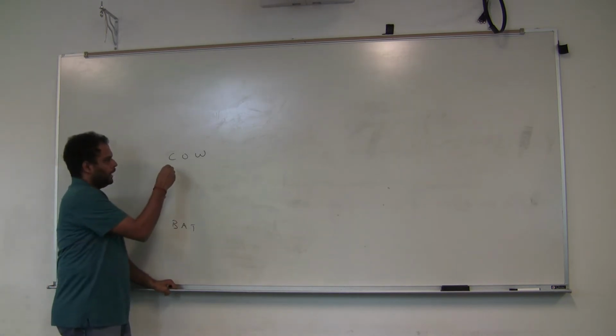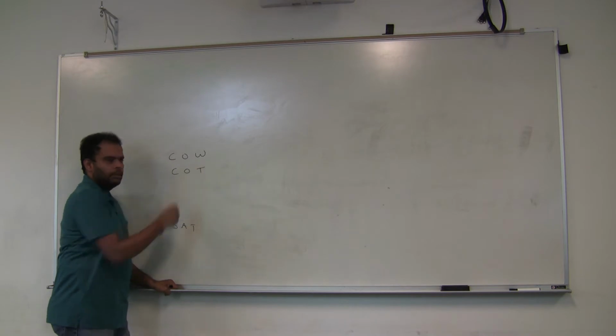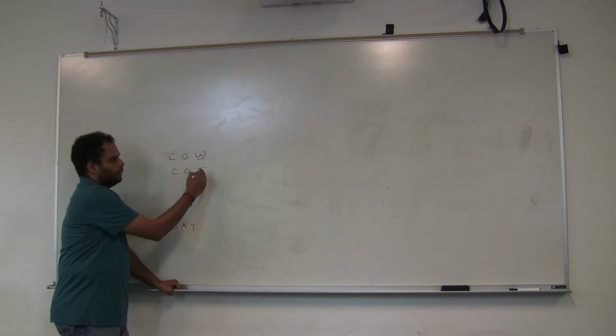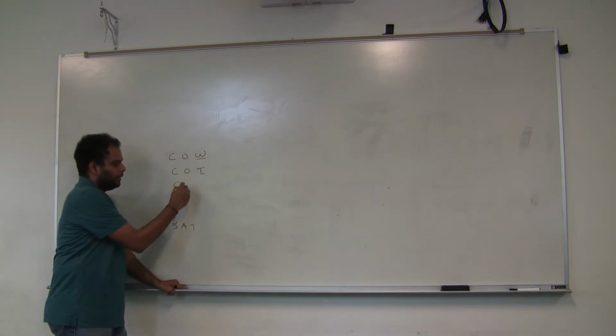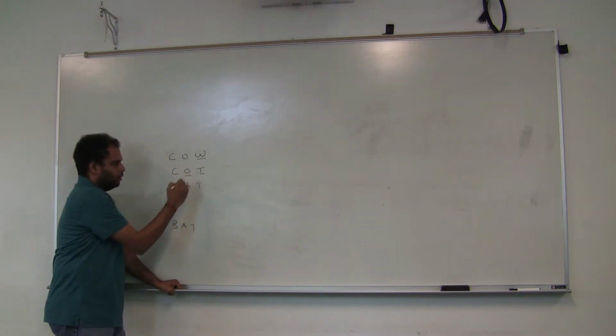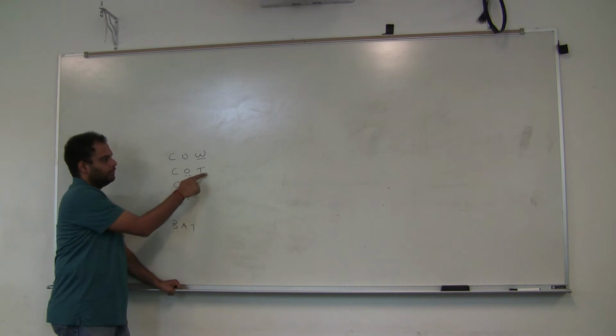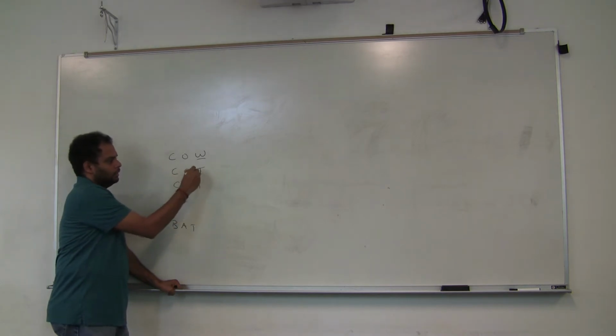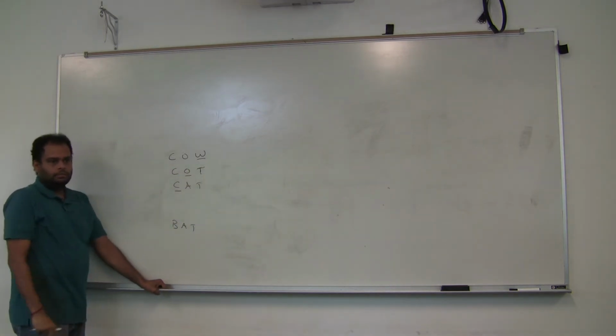So a cow can become cot, because you've replaced a W with a T. A cot can become a cat, and a cat can become a bat. What changed is the O, what changed is the C. And we want to do it with the minimum.